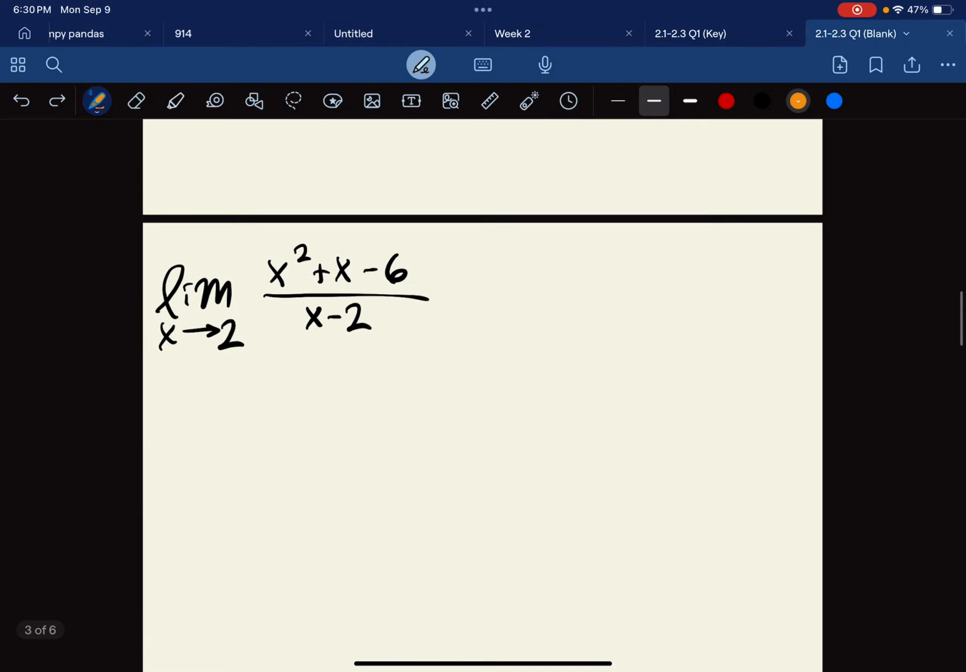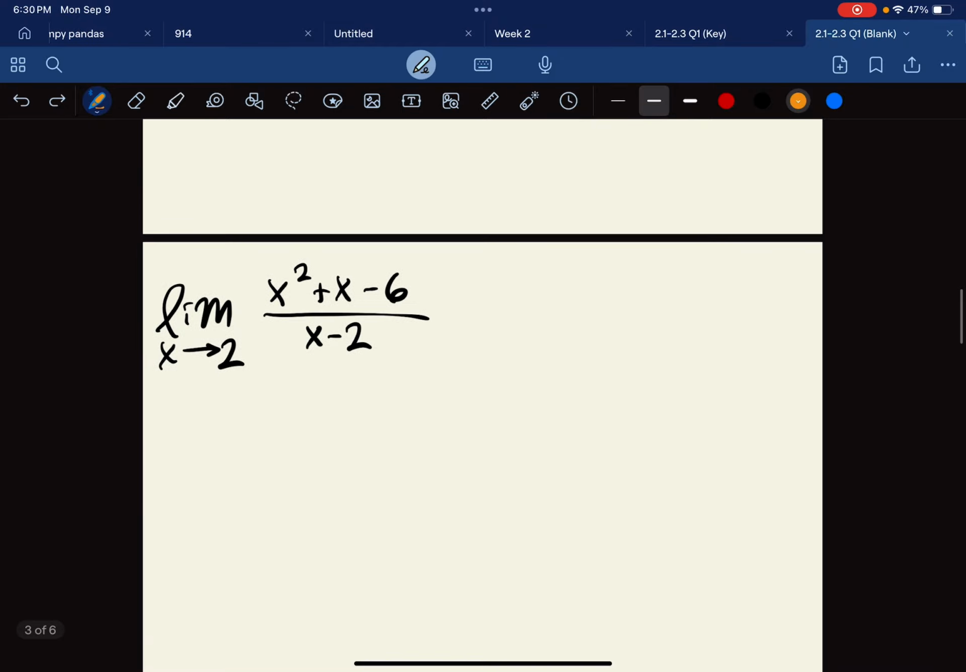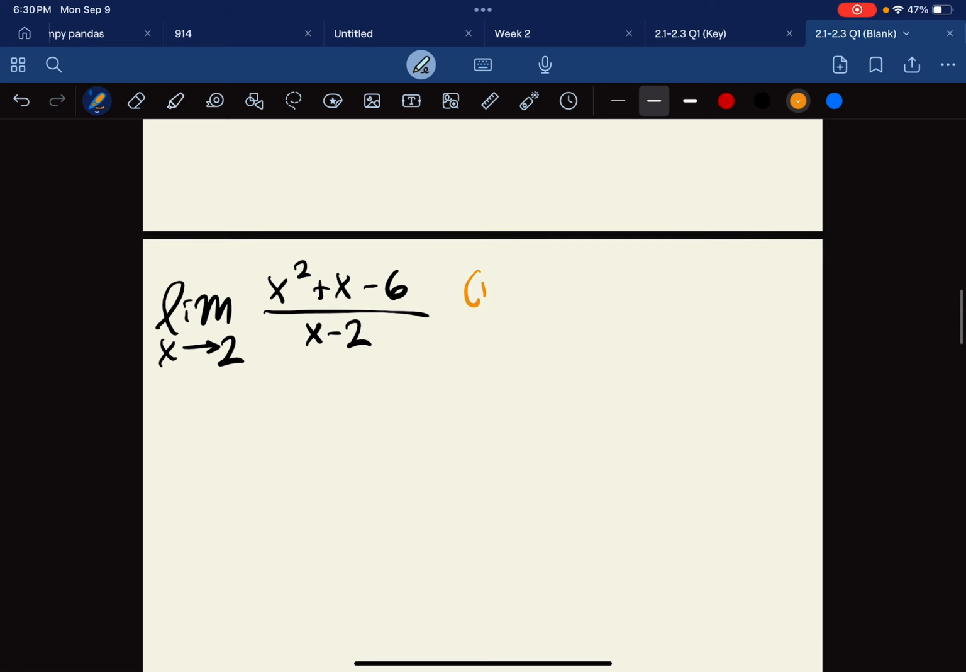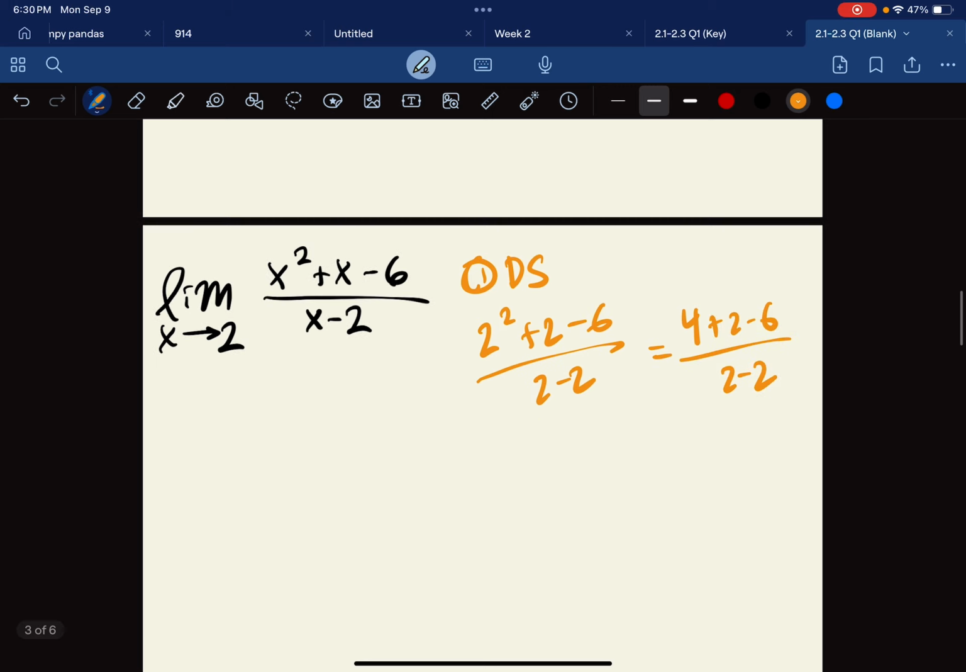Okay, now for these kinds of questions for limits, the first thing we always want to try is direct substitution. So that means just plugging in 2 in this case, everywhere we see an x. So 2 squared is 4, plus 2 minus 6, all divided by 2 minus 2. So that's going to give us 0 over 0. 0 over 0 is an indeterminate form, which means it's not an answer. It's a sign that we have to do something to get these terms to cancel so that we can get an actual answer. And if you see this kind of a problem, you're going to want to factor it.